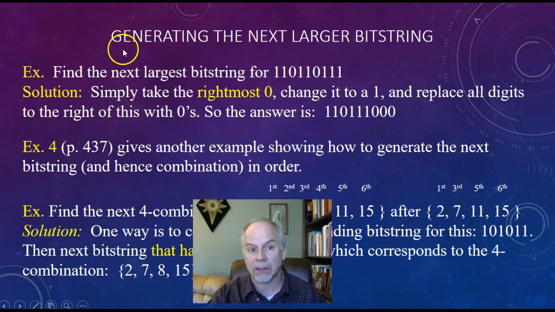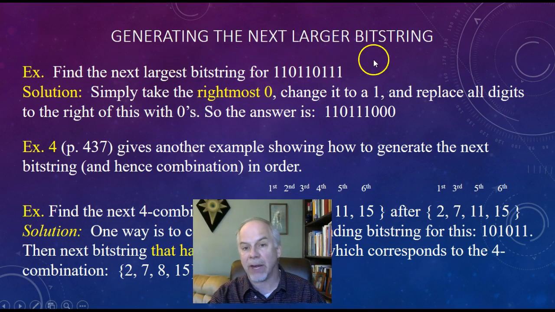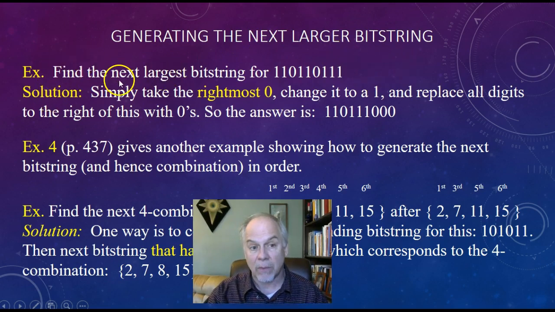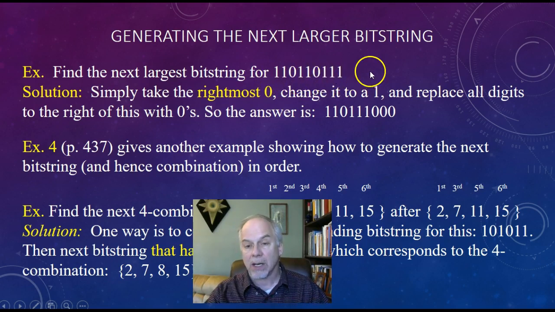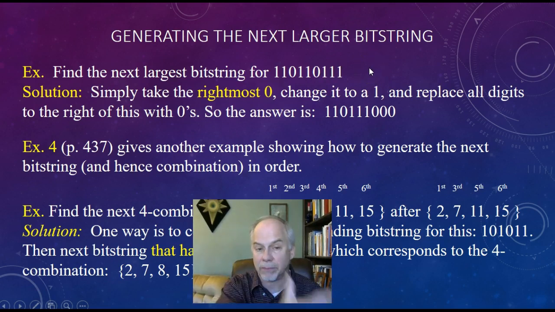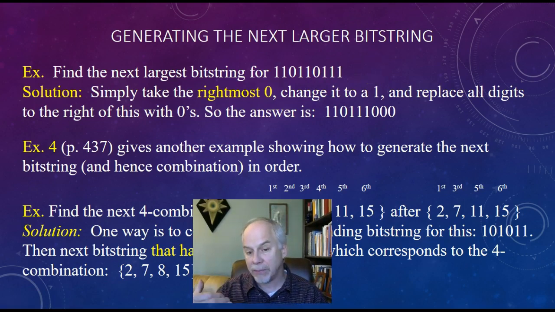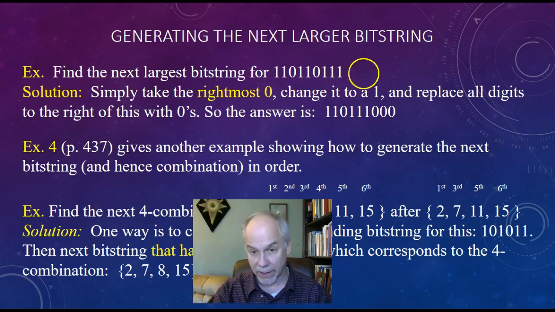Now, let's talk about generating the next larger bit string. It says find the next largest bit string for the bit string 110110111. The next largest bit string would require you to increase one of the digits by 1 unit. And if you increase one of the 1s by 1 unit, it kicks it up to the next higher unit.